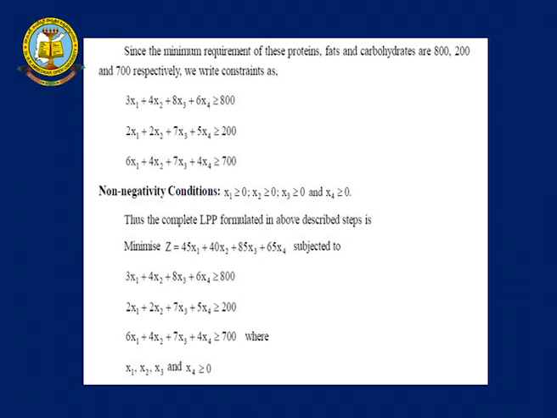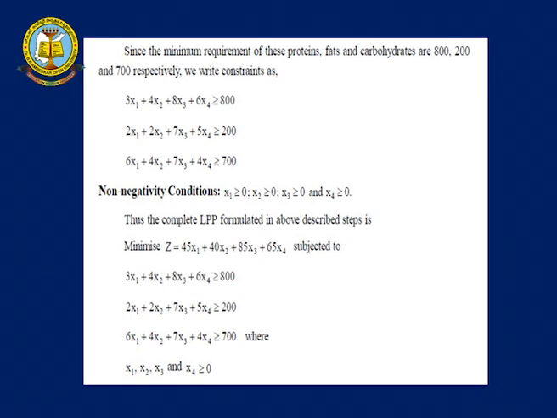Similarly, we have one more item, that is carbohydrates. Based on carbohydrates also, we have to prepare one more constraint. For food 1 it is 6, for food 2 it is 4, for food 3 it is 7 units, and for food 4 it is 4 units. So, the constraint based on carbohydrates is 6x1 plus 4x2 plus 7x3 plus 4x4 must be greater than or equal to 700.